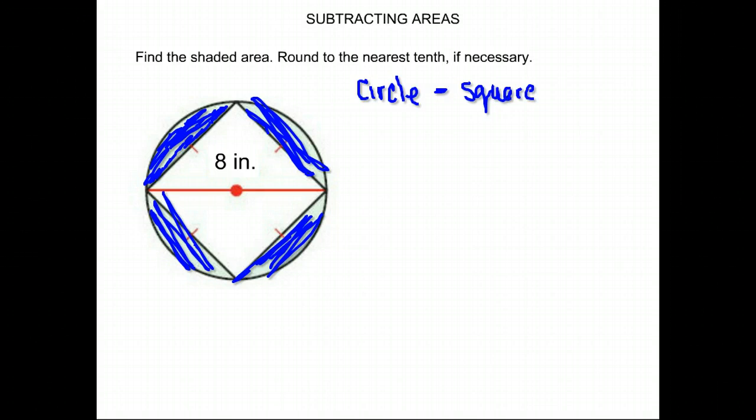The circle is going to be easy. They gave us the diameter. It's the square that's going to be the tough part. So notice they gave us the diagonal of that square. And we know it's a square because all the sides are marked congruent. When you have a square, if you have the diagonal, one way to find the side is to take the diagonal and divide it by the square root of 2. I know that sounds funny, but that's how it works.